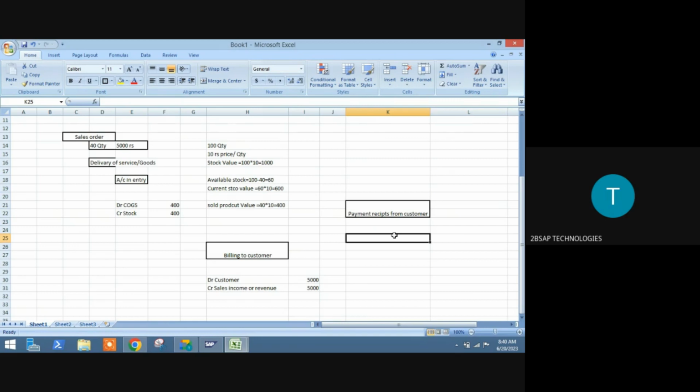Okay, sir. Now we are receiving cash. What is your accounting entry? Debit what? Credit what? Cash debit, customer credit.